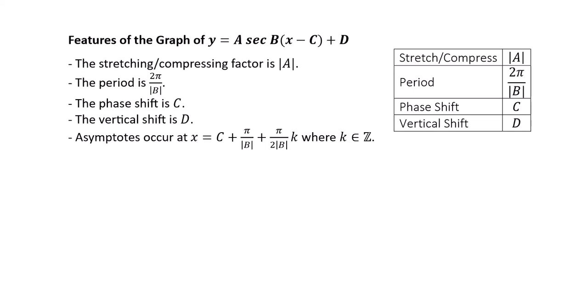If our graph for secant is involving transformations, we have the same information in the table that we've had on all the other graphs with transformations. And we know that the period is going to be 2 pi over the absolute value of b. Phase shift, vertical shift, same as we've done before. The asymptotes are going to occur at that phase shift plus pi over 2 times the absolute value of b plus pi over absolute value of b times k, where k is an element of the integers.